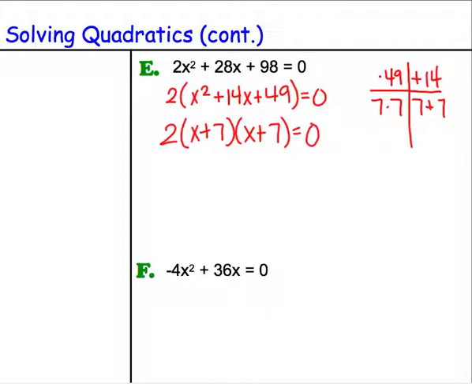And being that they are both identical, you don't have to solve it twice because that would be redundant. So you simply say x plus 7 equals 0. So x equals negative 7, which means this particular graph of the quadratic is only going to cross the x-axis once, which means that that will be at negative 7, 0.